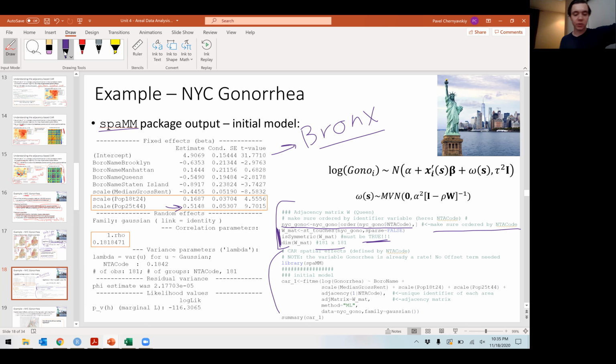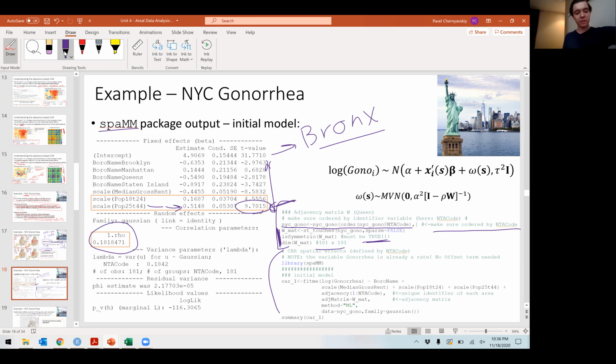The more 18 to 24-year-olds, the higher the gonorrhea rates, but the association is far greater. Look at this test statistic. It's 9.7. It is by far the most important covariate outside of the intercept in the model. So it looks like areas with 25 to 44-year-olds tend to have higher rates of gonorrhea.